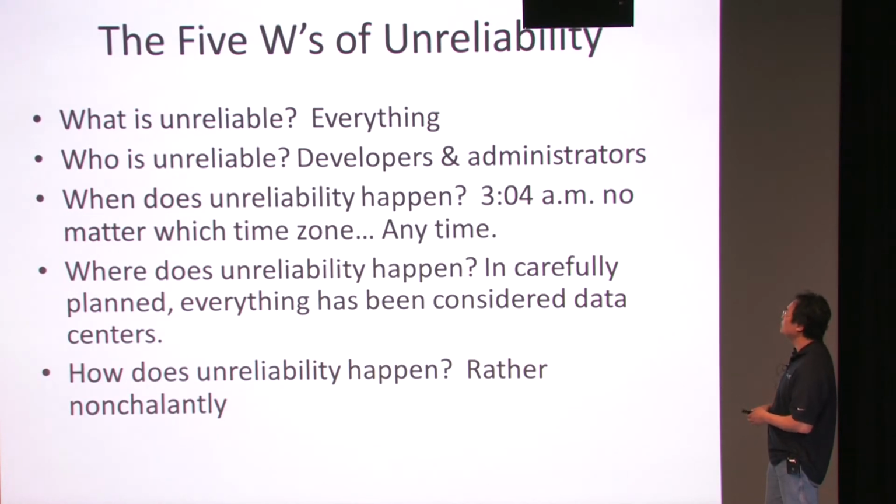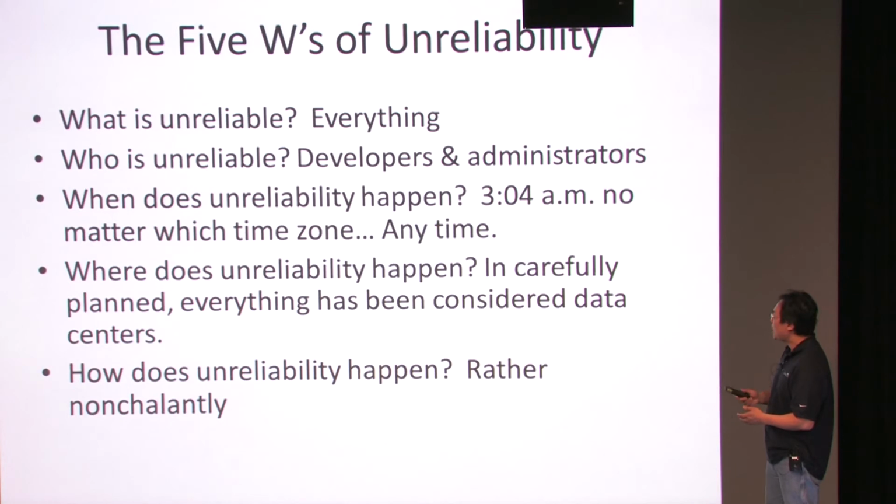Who is unreliable? It will always be the developers and administrators. And it turns out the end users are actually more reliable, because they are very reliable at calling you when there's something wrong. You restrict a lot of them, and there will be no problem with what they're doing. And then something goes wrong, they will definitely give you a call. And when does unreliability happen? It's always 3:04 a.m. Or I'll take the answer anytime.